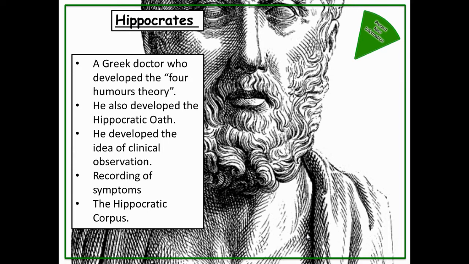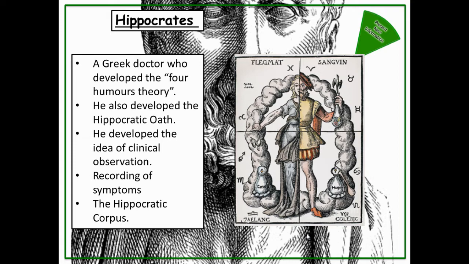The recording of symptoms, another technique that's still used today, writing down what you thought was wrong with someone to get an idea of what might be making them ill. And he wrote these ideas down in the Hippocratic Corpus, which was a set of 10 books that were used by other people following his death to understand the discoveries that he made about medicine. On the picture there on the right, you've also got a nice diagram just showing us how Hippocrates thought the body was divided into 4 different sections.